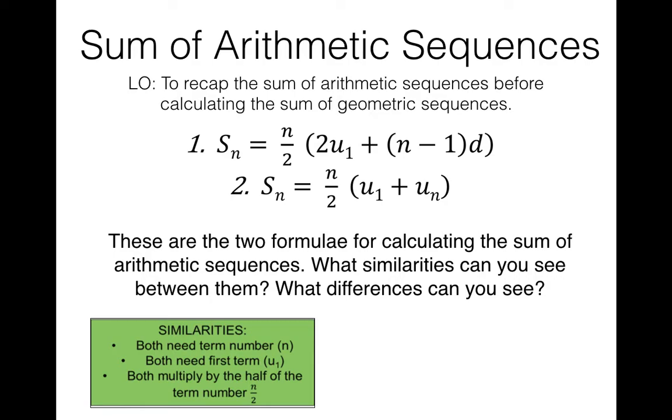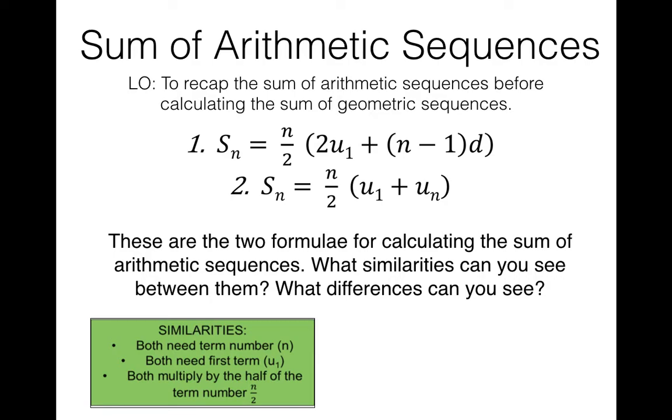So the similarities: both of them, we need to know the term number. This is because it's no use me saying to you, I have a sequence 1, 2, 3, 4, 5. What is the sum of the first n terms? Well, that doesn't make any sense. There's no way that you can work out the sum of the first n terms. You need to know how many terms you're adding together. So you have to know n to use these equations.